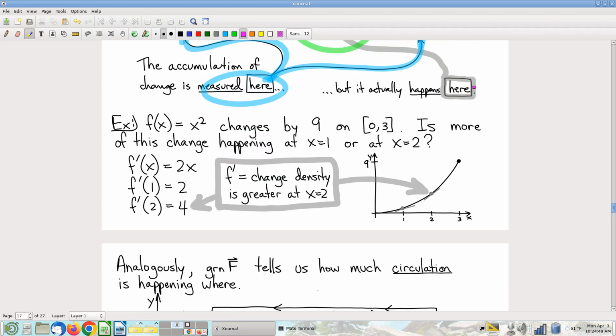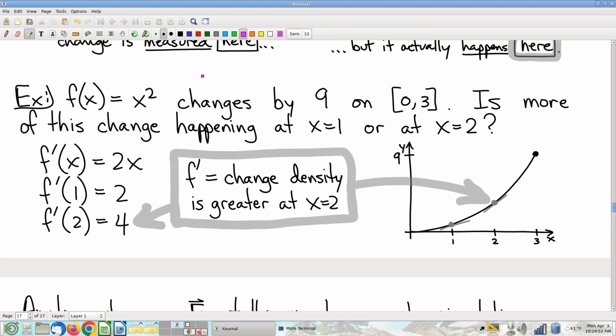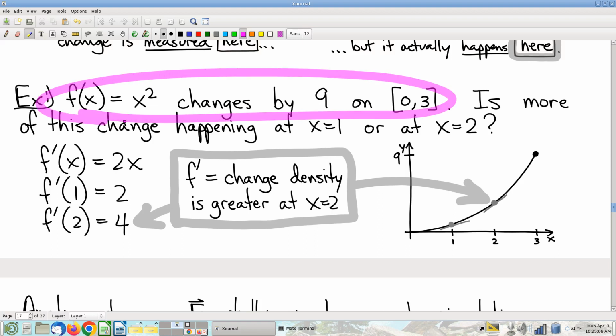All right, so easy example. The purpose of this example is just to set up an analogy that we're going to extend to Green's theorem and the two-dimensional divergence theorem in just a moment. So this is a silly example, so bear with me. Trivial arithmetic: this function over this interval changes by a total amount of 9. Is more of that change of 9 happening at this point, where x equals 1, or is more of the change happening at this point, where x is equal to 2? I mean, there are different amounts happening at different points. Where is this total change of 9 more so happening? Which of these points?